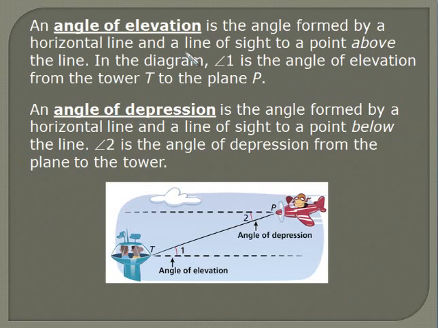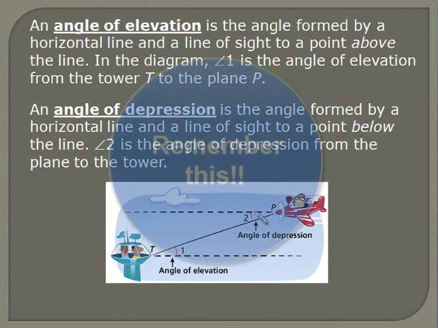The angle of elevation is the angle formed by a horizontal line and a line of sight to a point above the line. So for example here, this is the horizontal line and a line above that. This right here is called the angle of elevation. And the angle of depression is the angle formed by a horizontal line and a line of sight to a point below the line. So this one right here. Here's your horizontal line and the line of sight below that. So that is your angle of depression.